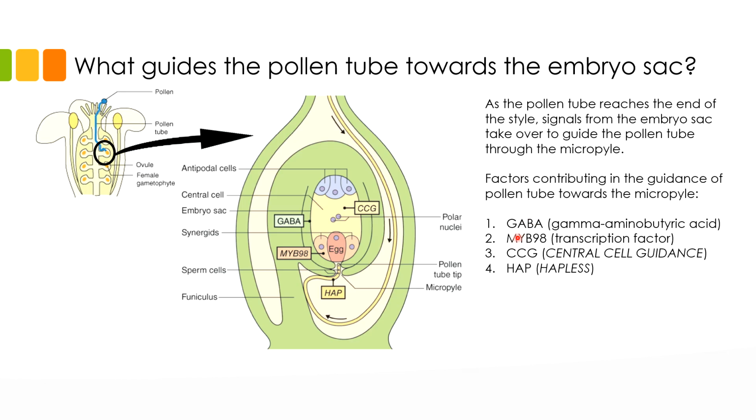We also have the transcription factors MYB98 and central cell guidance, or CCG. MYB98 is secreted by the synergids, these two structures that are flanking the egg, while CCG is secreted by the central cell. Both transcription factors ensure the correct guidance of the pollen tube through the micropyle. The hapless gene in the pollen tube itself recognizes the chemical signals provided by the embryo sac.